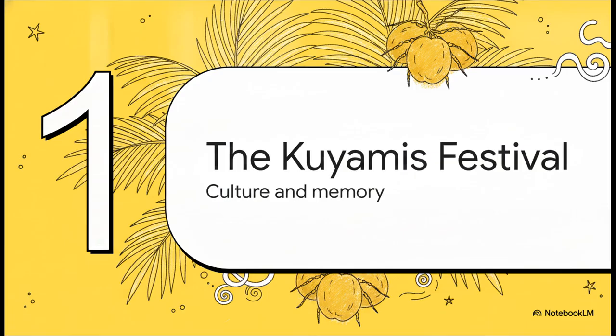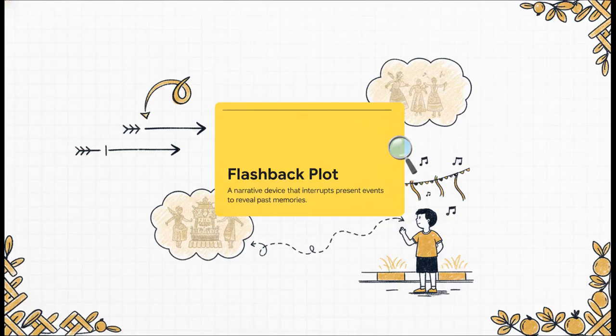Section 1. The Quiamis Festival story, grounding the lesson in culture and memory. So, before we get into the nitty-gritty of the daily pedagogy, we have to understand the vehicle for all this learning. Basically, a flashback is just a narrative device that interrupts present events to reveal past memories, right? And this specific text serves to teach the core competency of comprehending literature by noting these complex story grammar elements.